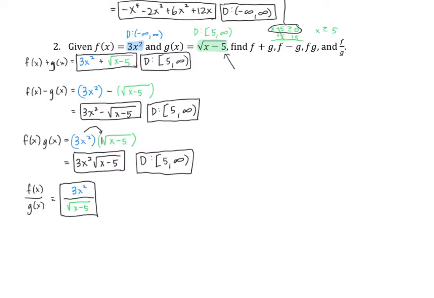So that means the endpoint of 5 won't work, because if you plug in a 5, you're going to get the square root of 5 minus 5, which is the square root of 0, which is 0, and that's not allowed. So you have to exclude the 5. Everything else will work, but not the 5 itself. So when your square root goes in the denominator, you're going to change from a square bracket to a parentheses to exclude the 5. That's the only thing that changes here. Okay? So make sure you keep an eye out for that one.